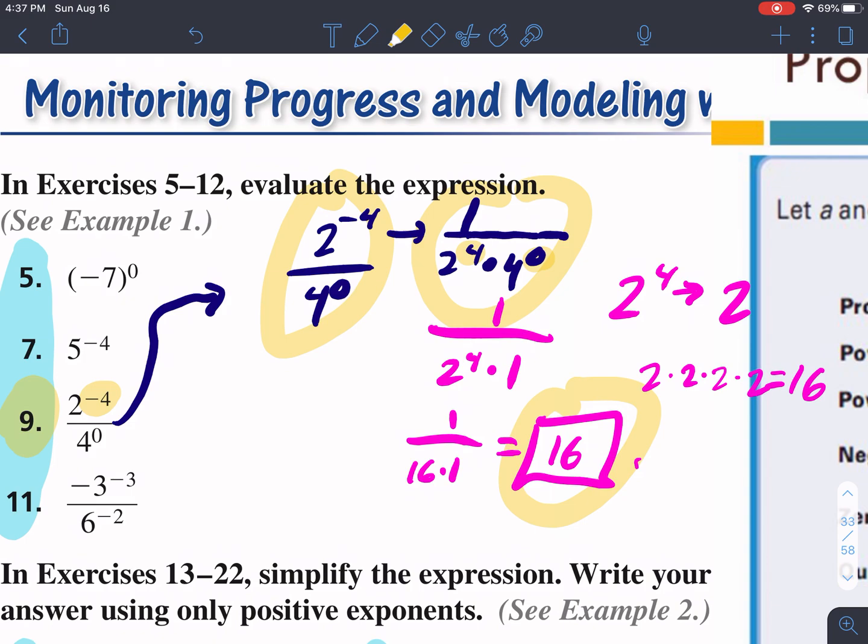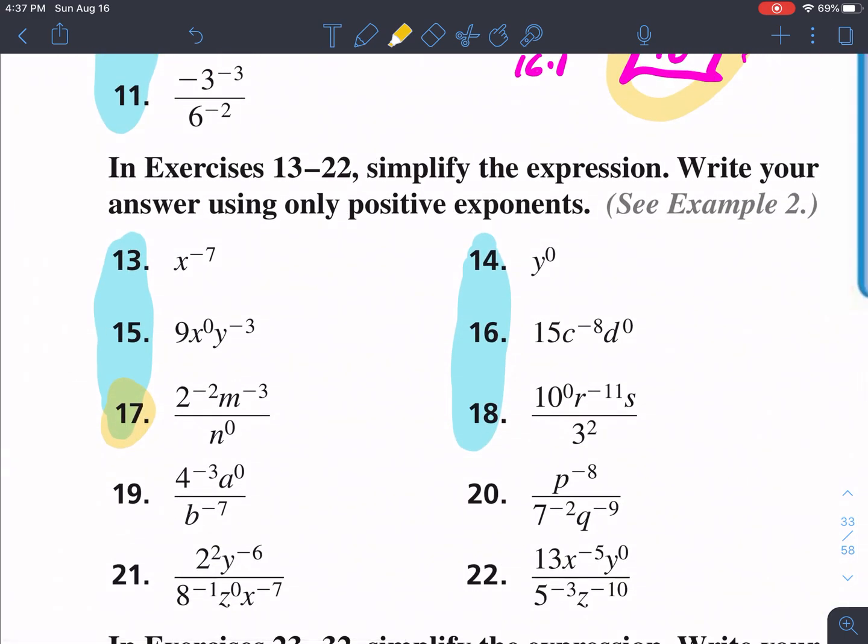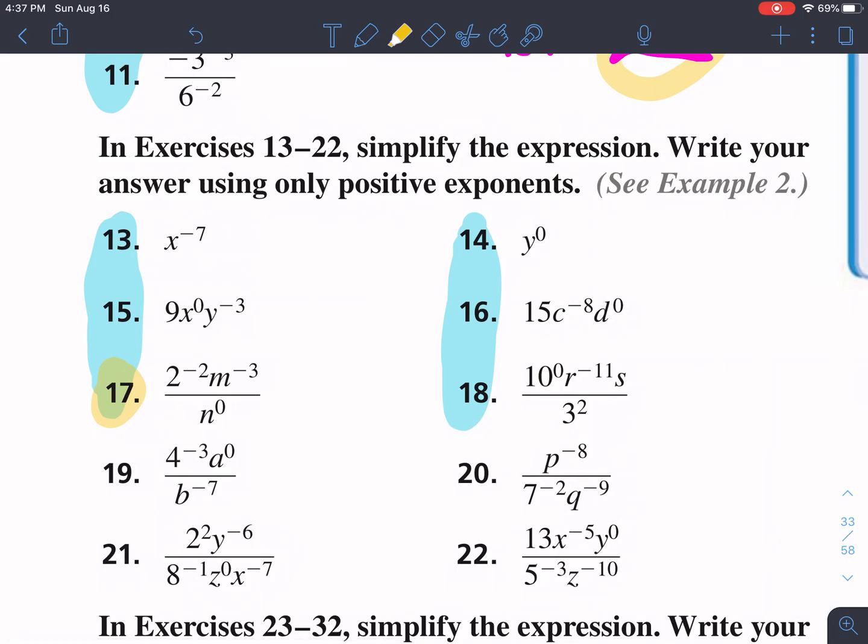All right. So let's go to the next one. The next one was 13 to 18 all. Here you're going to simplify the expressions and you're going to write your answer in positive exponents. What that means is you can't leave these negative exponents out. So I'm going to do 17 because I felt like that one's one of the harder ones. So I think you guys can handle 13 through 16, and 17, 18 might be where you needed some help.